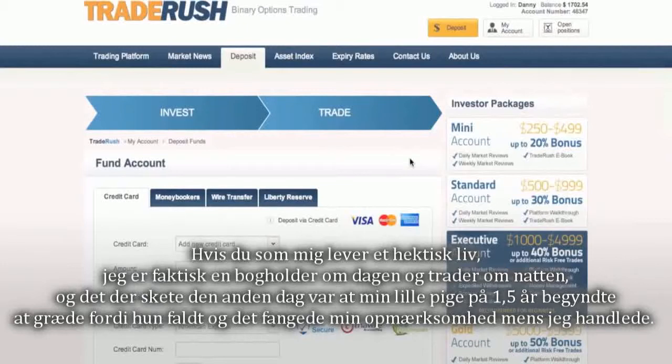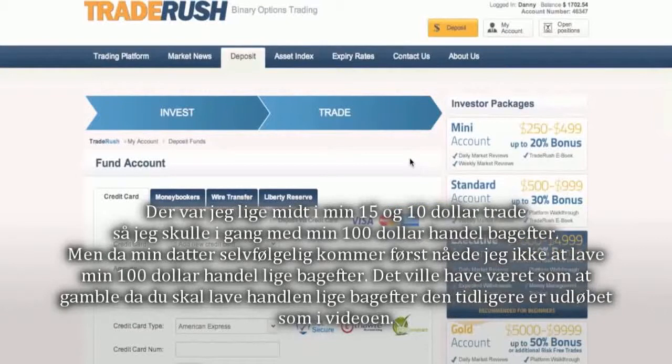What happened to me the other day was that my little girl, who's actually 1.5, started crying because, as it turns out, she was trying to walk, which of course she can't yet since she's so young. But she actually fell and started crying, and it wasn't too serious, but it did capture my attention while I was trading. I was right in the middle of the $15 and $10 trade. So I was going to have to put on the $100 trade next. But logically, my darling comes first. So I ran out and I let the trades expire at a loss.